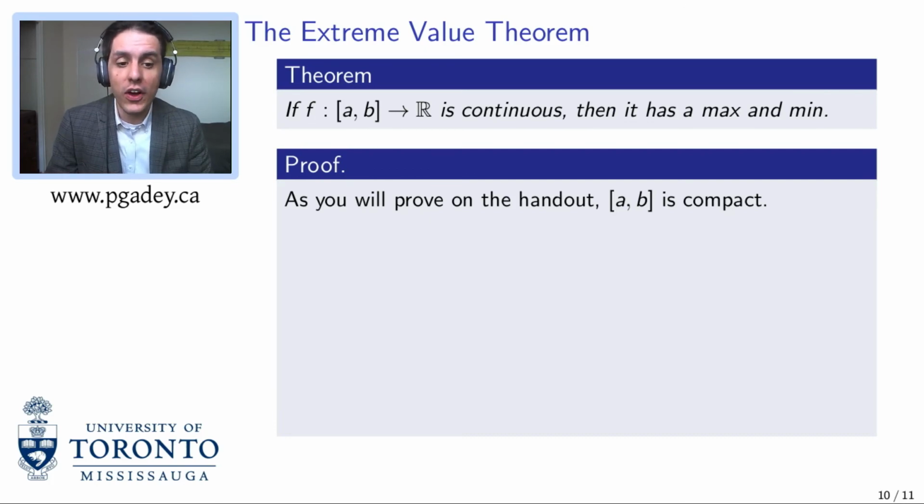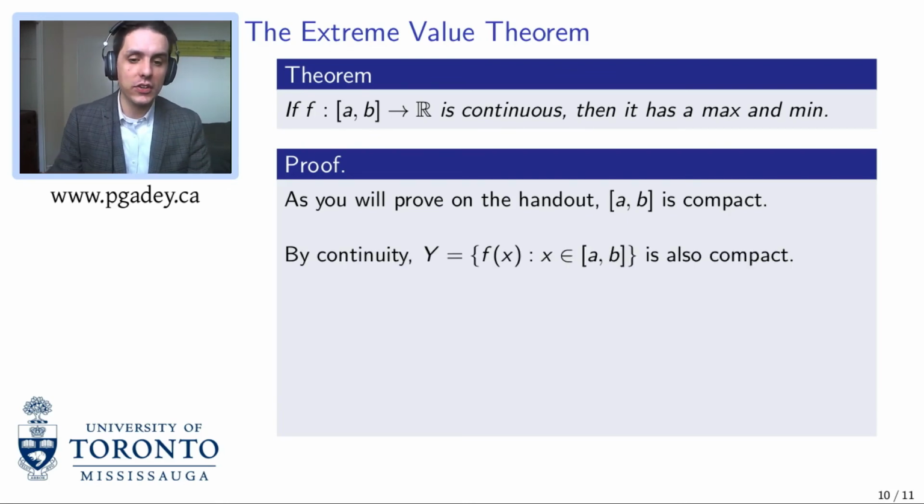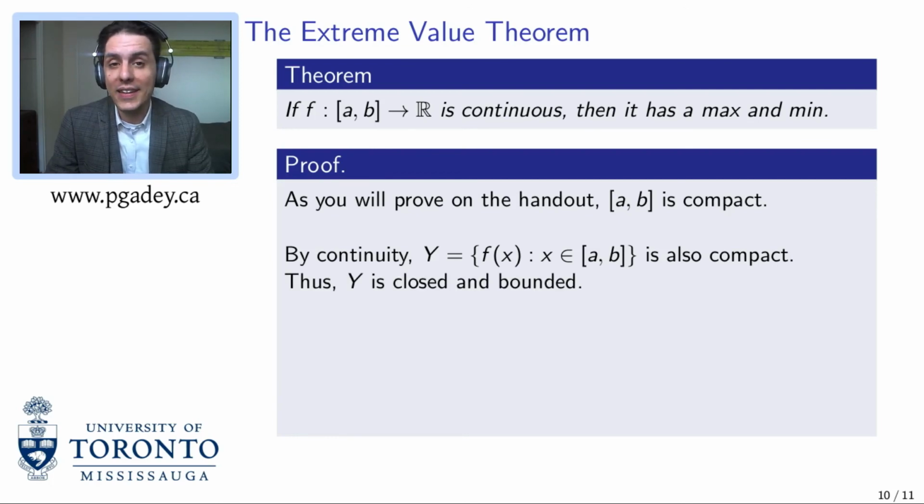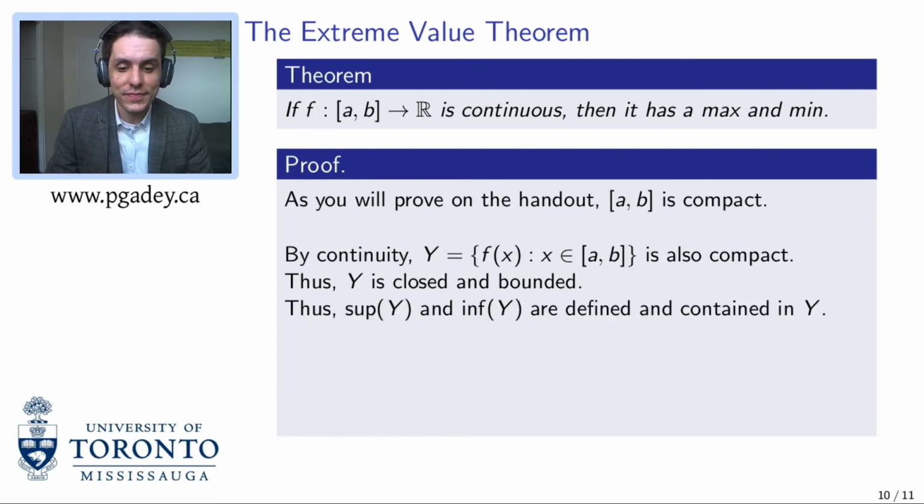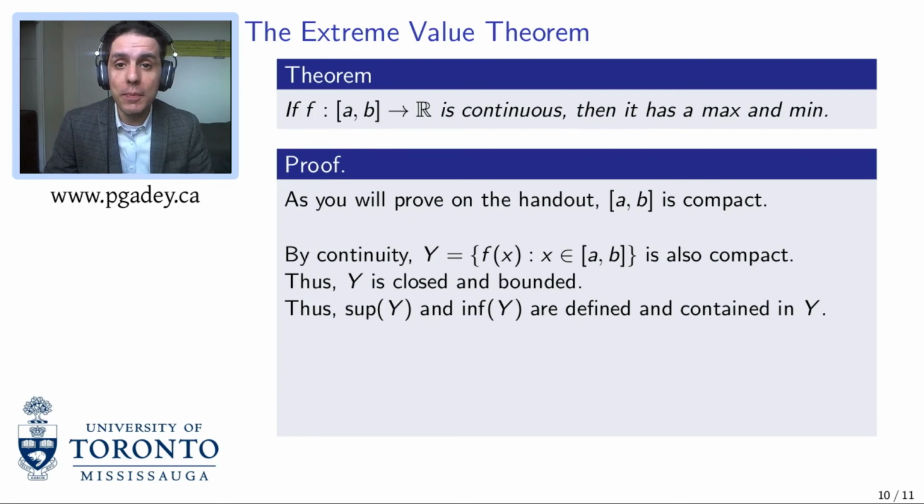So as you're going to prove on the handout, the closed interval [a,b] is compact. Okay, so we have a compact set. When we take its image under a continuous function, we're going to get another compact set, which we'll call Y. Okay, so we take [a,b], we look at its image under f, we get another compact set. So we get that Y is closed and bounded by the properties of compact sets. And because it's closed and bounded, it's going to have a supremum and an infimum. So closed and bounded subsets of the reals have suprema and infima.